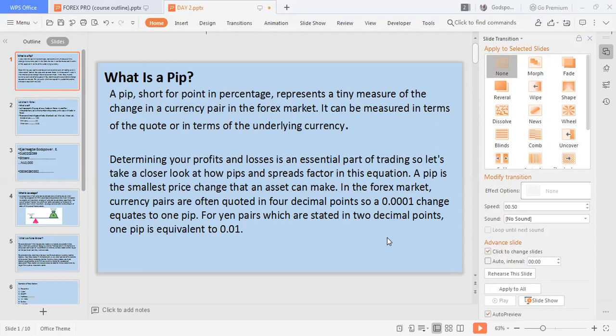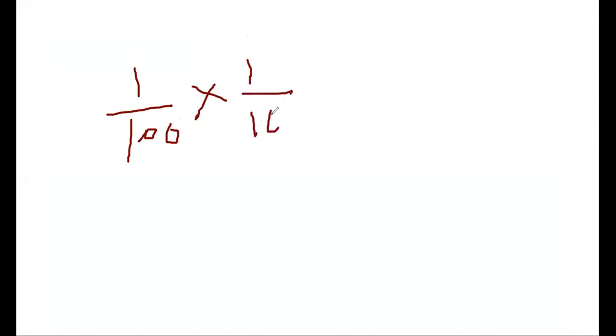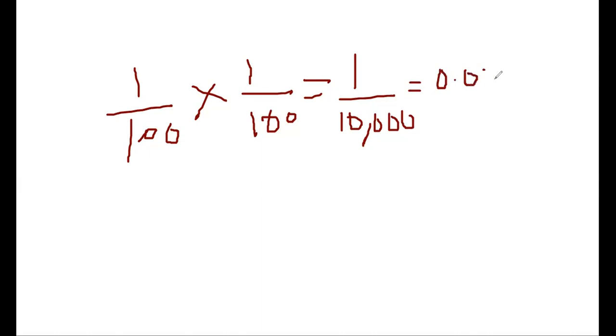So now, how exactly does a pip work? A pip is simply 1 over 100 times 1 over 100. 1 times 1 is what? 1. 100 times 100 is what? 10,000. So 1 divided by 10,000 is what? 0.0001. Are you with me?